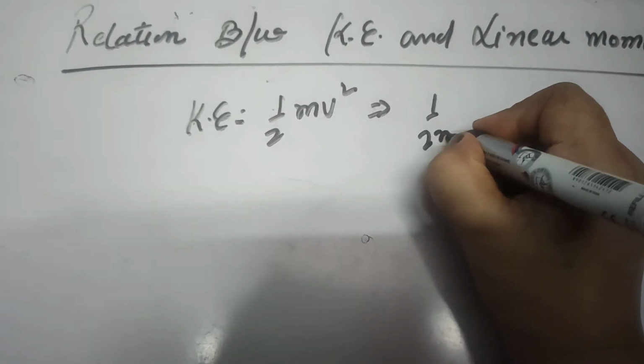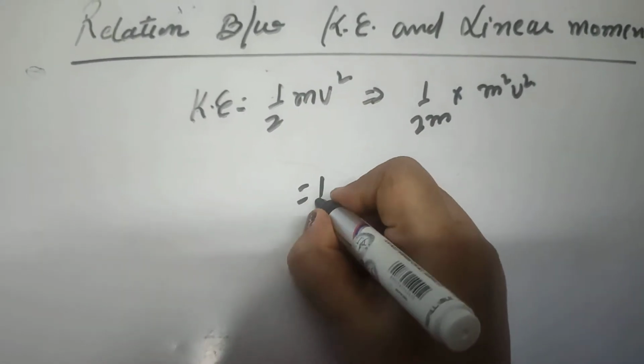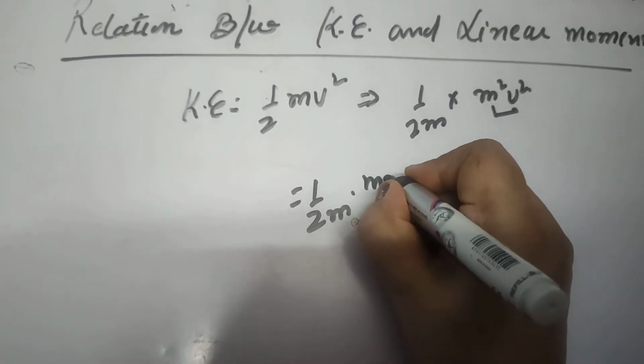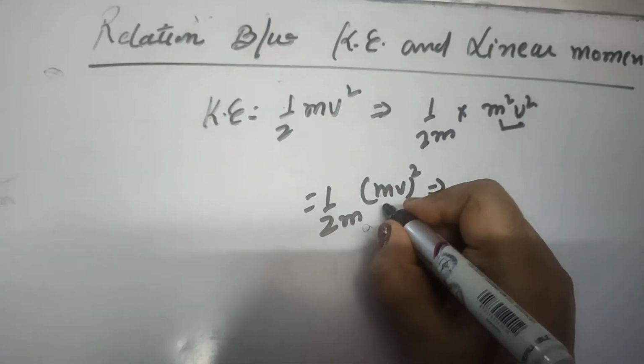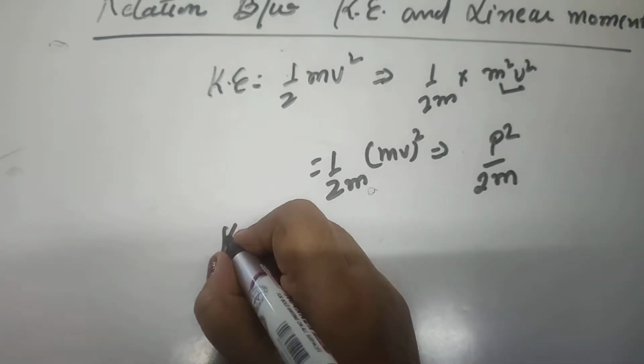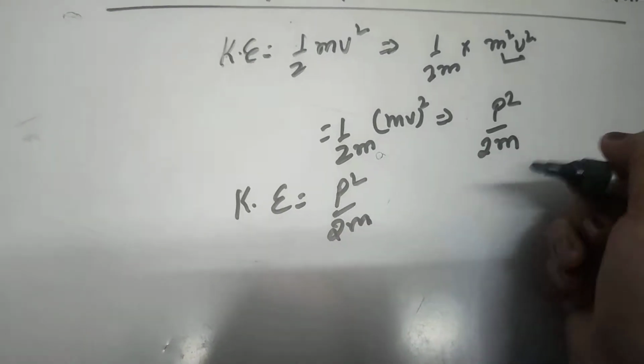So 1 by 2m into m square v square, that is equal to 1 by 2m times (mv) whole square. So mv is momentum, so this is p square by 2m. So kinetic energy is equal to p square by 2m. Now we can plot the graph.